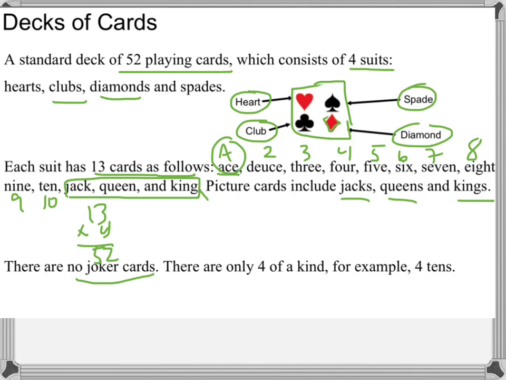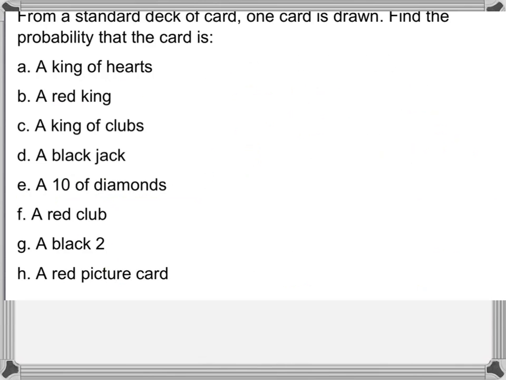Okay, so there's always 4 of a kind. So there's 4 10s, for instance. There's a 10 in each suit. Okay, so let's start to answer some of these probability questions based on cards. From a standard deck of cards, one card is drawn. Find the probability that the card is a king of hearts.